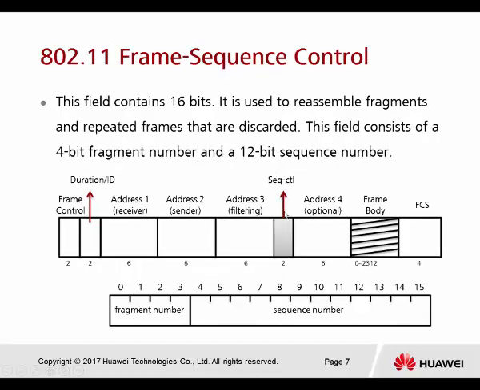Then the next one is the sequence control. This field consists of 16 bits; in other words, this is 2 bytes. It is used to reassemble fragments and to discard repeated frames. This field consists of a 4-bit fragment number and a 12-bit sequence number. So this is the fragment, which has 4 bits, and the other 12 bits are used for the sequence number.